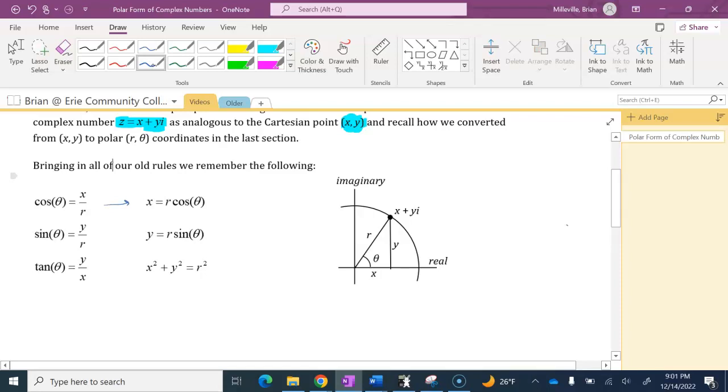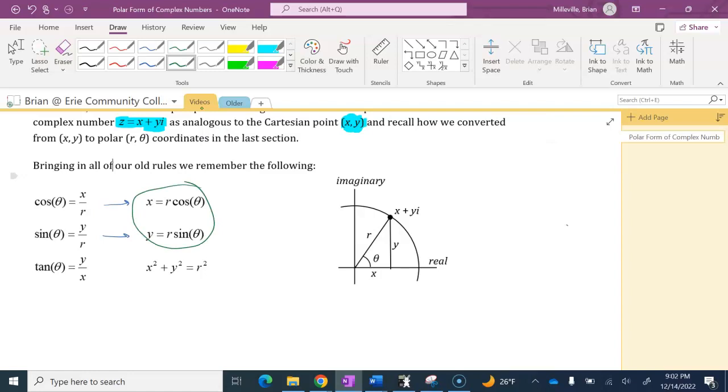Similarly for sine. Sine is opposite over hypotenuse, which would be y over r. Multiplying by r to clear the fractions, we get the conversion that y is equal to r sine theta. Those two together constitute one pair of polar coordinate conversions that go together.